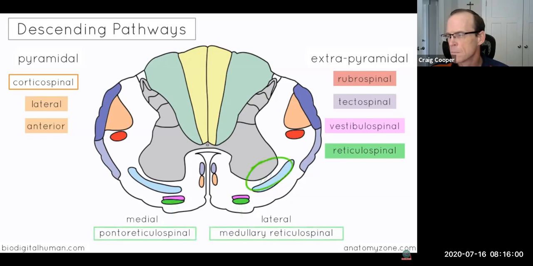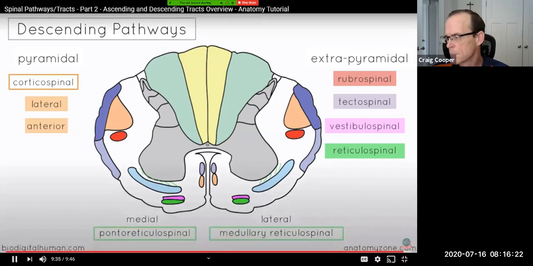So you'd have the medullary reticulospinal tract fibres in this region here. So that's the lateral reticulospinal tract. And this tract, the reticulospinal tract, is responsible for reflexes, muscle tone, and is also involved with the respiratory and circulatory system. So that's an overview of the different ascending and descending spinal cord tracts.